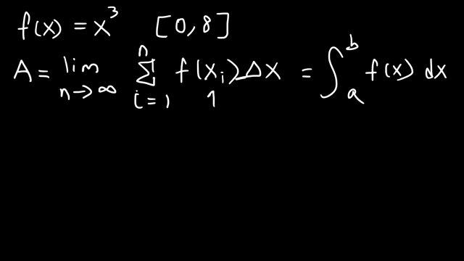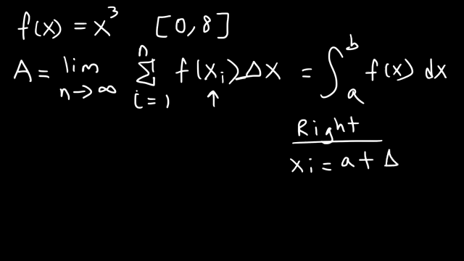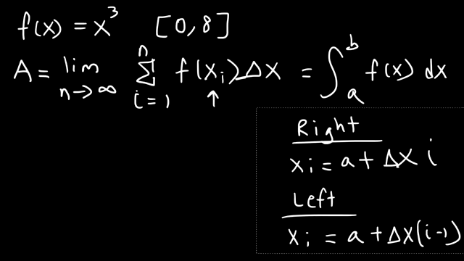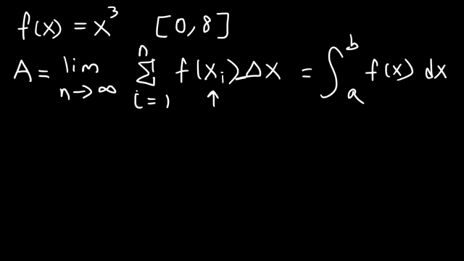So what is x sub i, and how can we find it? If you're using the right endpoints, x sub i is equal to a plus delta x times i. If you're using the left endpoints, x sub i is equal to a plus delta x times i minus 1. Let me illustrate the right endpoints, because you can use either one to get the same answer, but the right endpoints is a lot easier than the left ones.